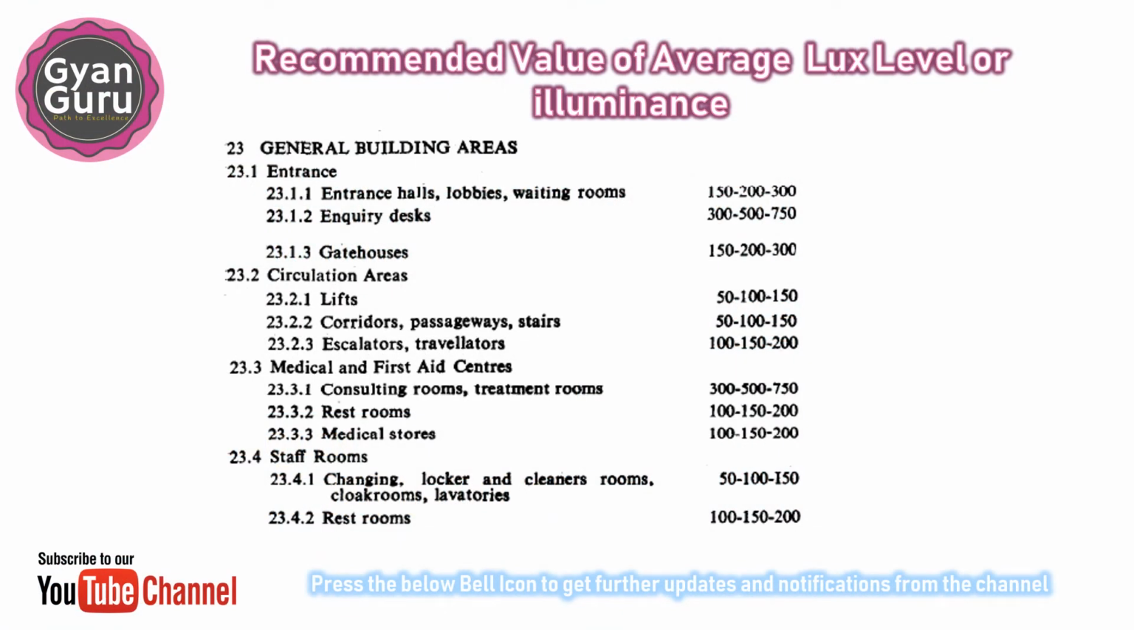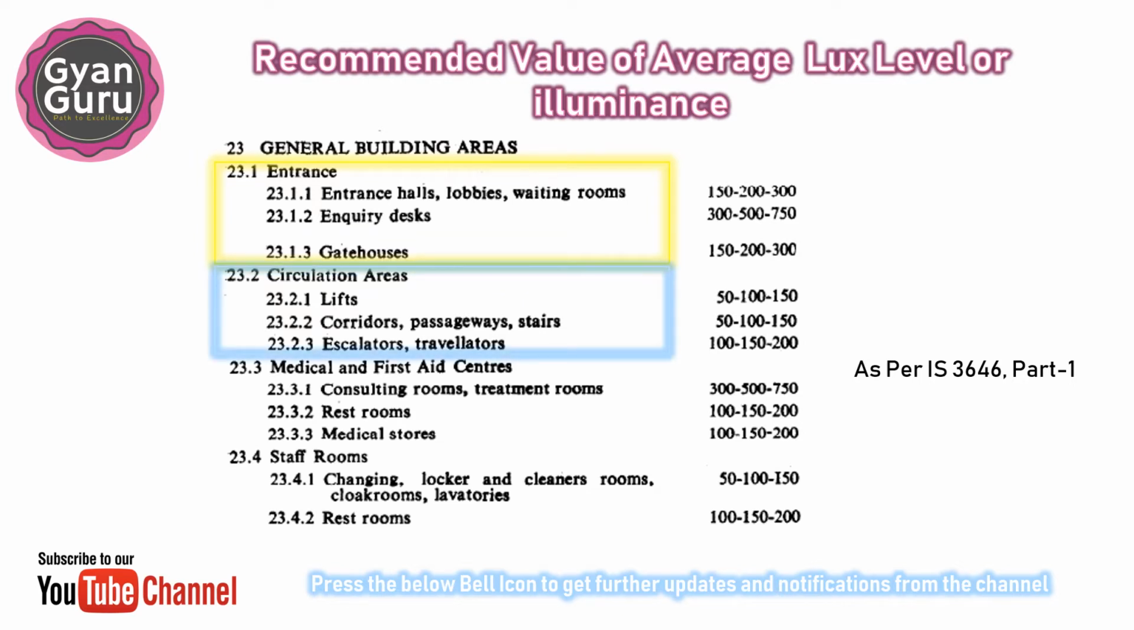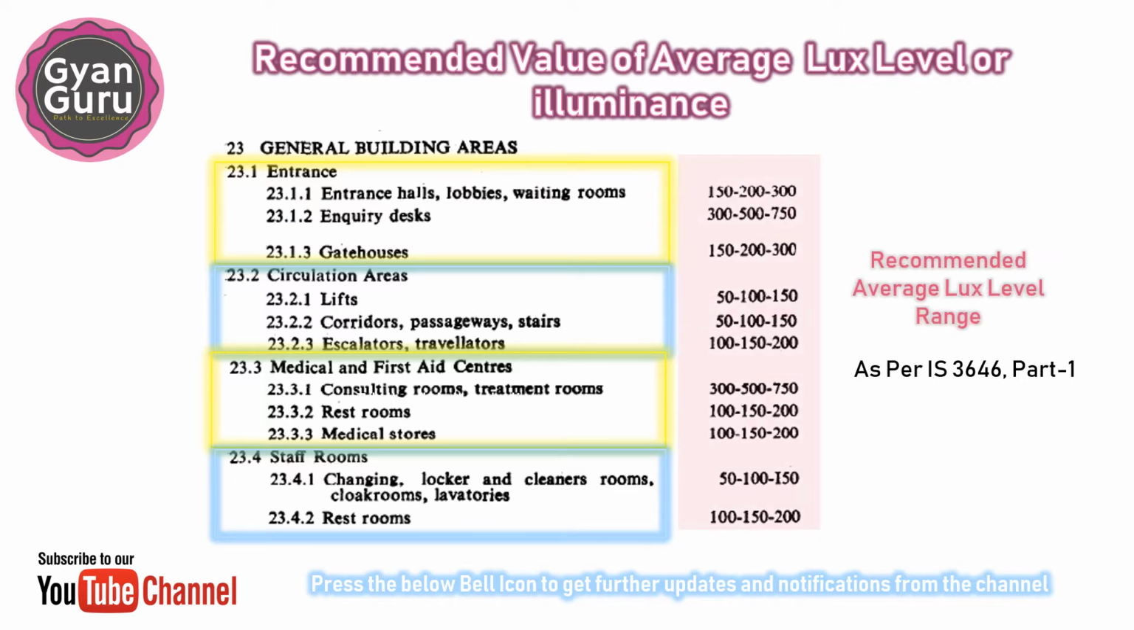The recommended value of average lux level or illuminance shown here is taken from Indian Standard 3646. The table shown here is for building services. In any kind of building, we have entrance halls, circulation areas, medical rooms and staff rooms. Against each area you can see the recommended average lux level or illuminance already defined in the standard. You may refer to these standards to figure out the lux requirement in any room or area.